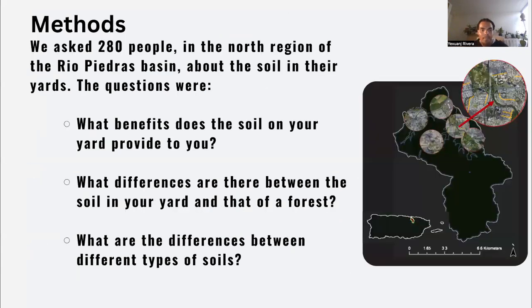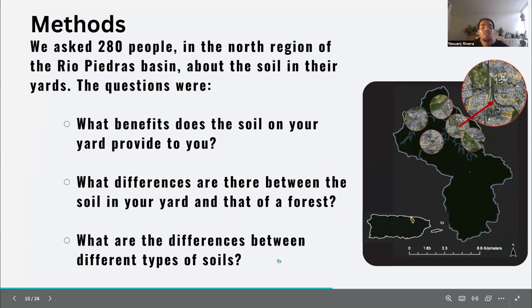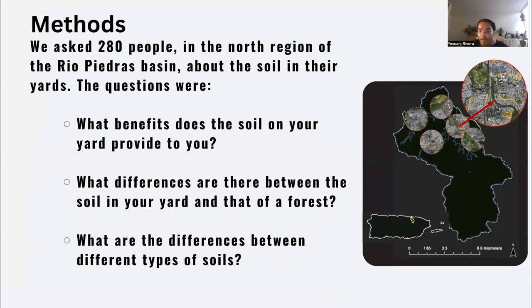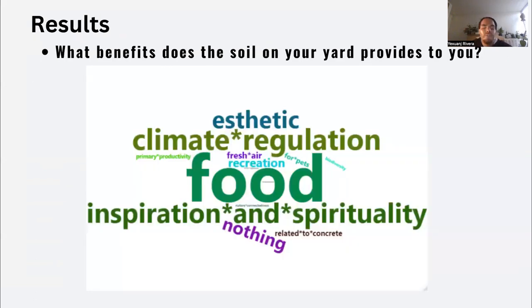So now, the method. The method for this research was that we asked 280 people in the north region of the Rio Piedras Basin about the soil in their yards. The three questions that we focused on were: one, the benefits. What benefits does the soil on your yard provide to you? Two, what differences are there between the soil in your yard and that of a forest? And three, what are the differences between the different types of soils? So just so we can have a general intake on what they already know about the soil. So the results for the first question, what benefits does the soil in your yard provide?